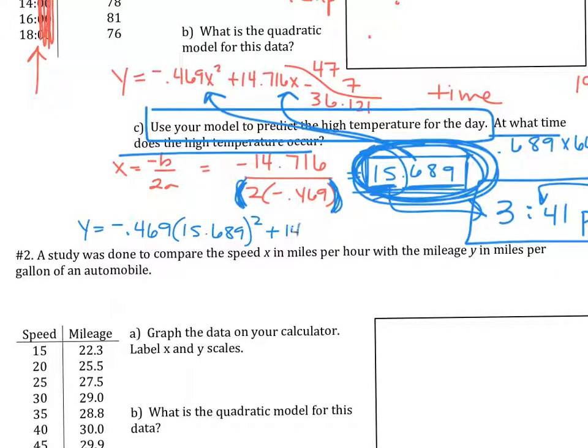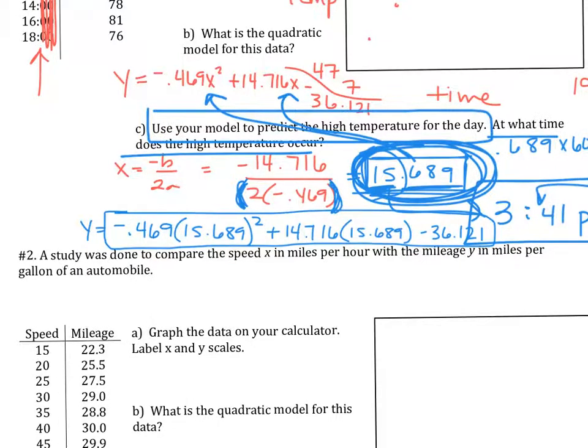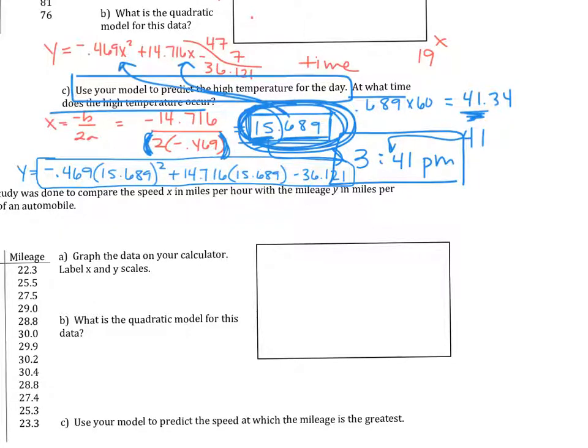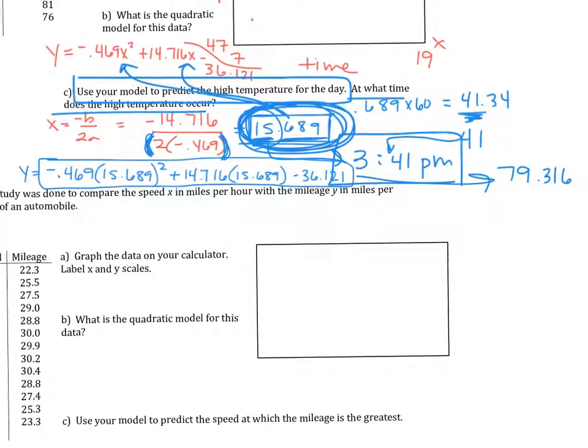This squared plus 14.716 times 15.689 minus 36.121. Here's the thing. It looks horrible. You're plugging it into your calculator. It doesn't matter. So you're plugging this into your calculator. And when you plug that into your calculator, you should get 79.316. Okay? Here's what it means.